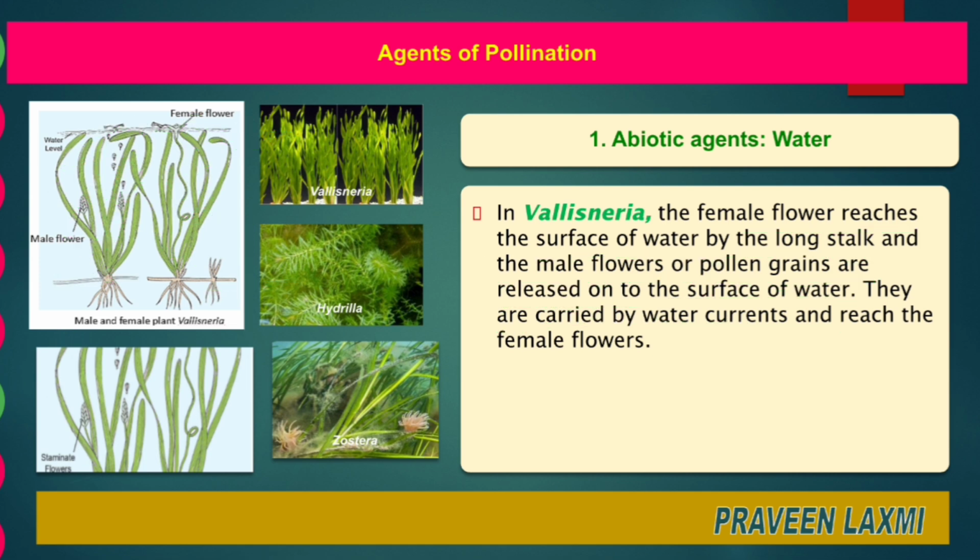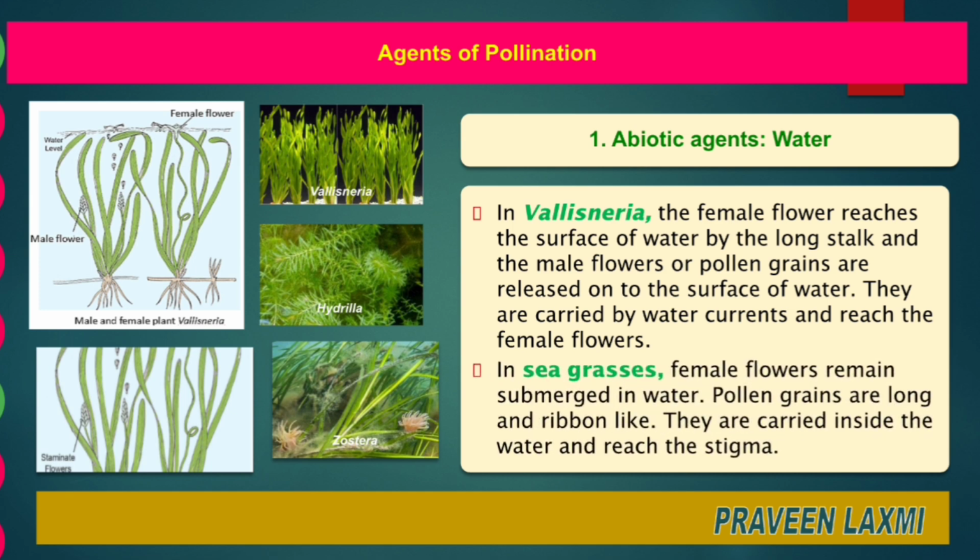It's very simple, so once again I'll just repeat. The male flower will be submerged inside the water and releases the pollen grains, and these pollen grains reach the surface of the water, and the female flower with a long stalk reaches the surface of the water in order to receive the pollen grains.